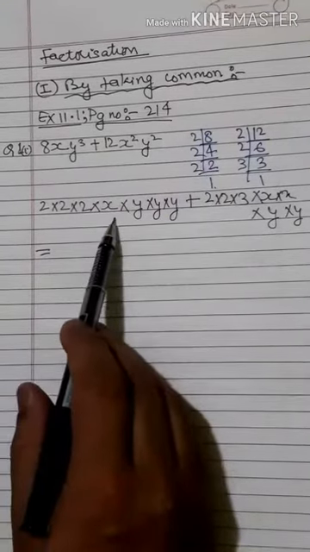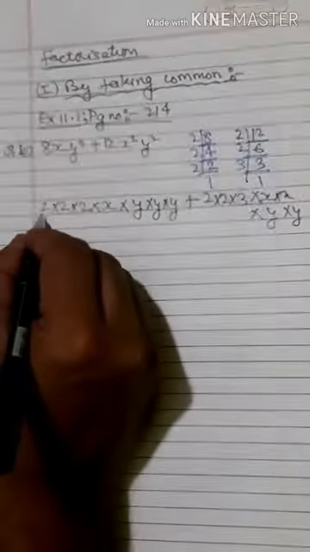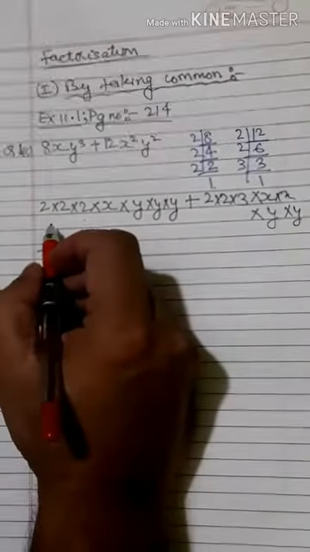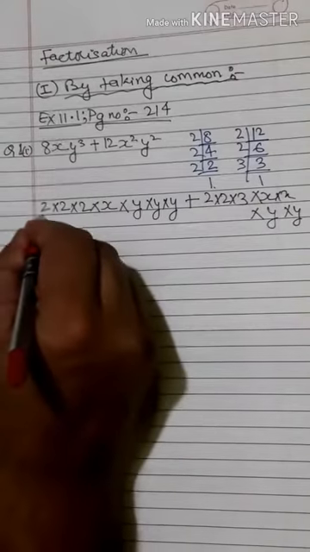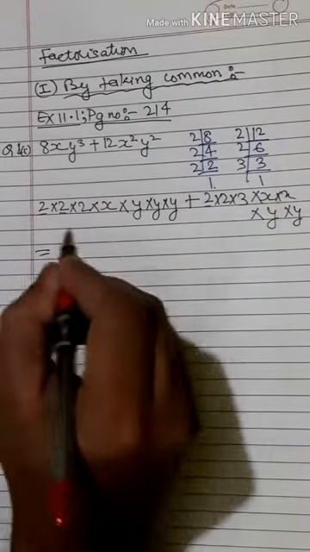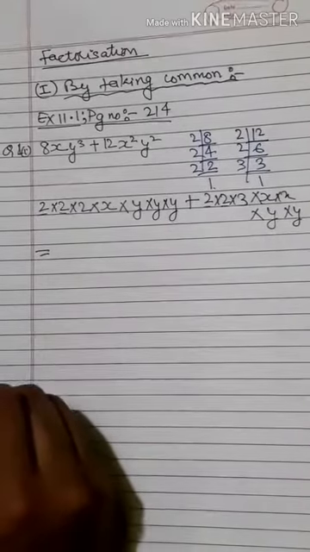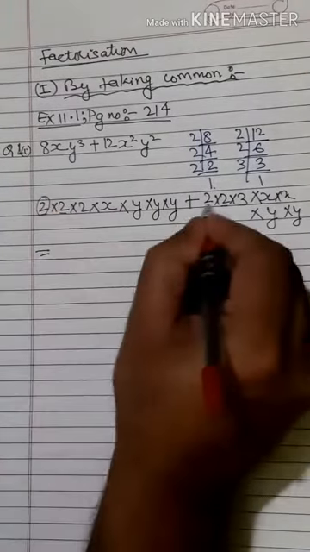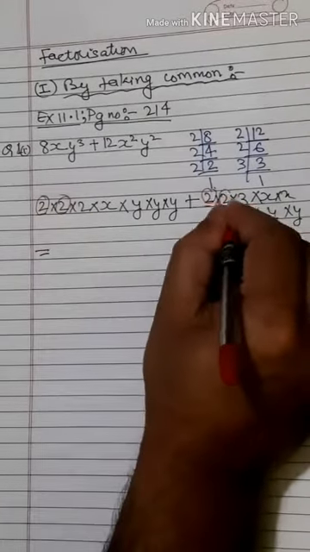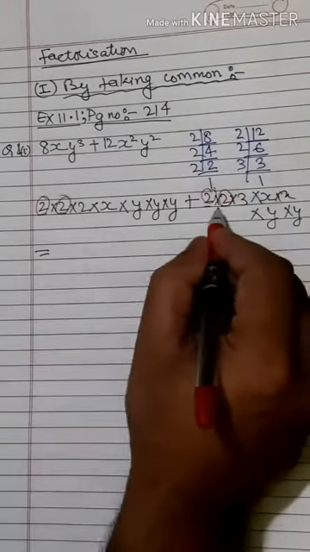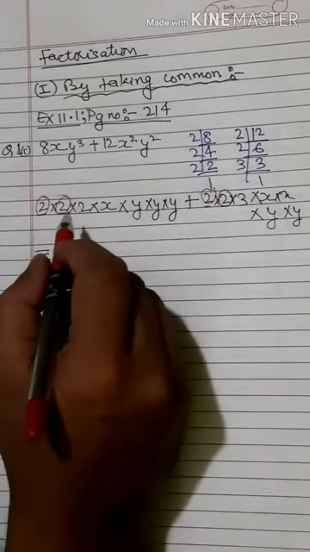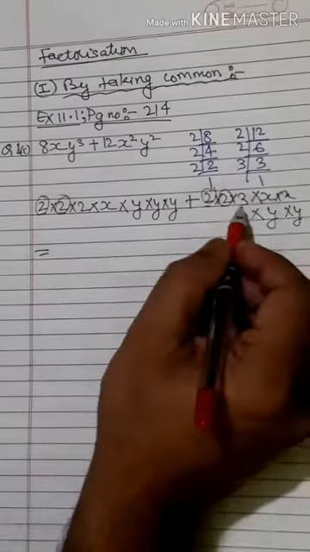We will see the common factors between both the terms. The common factor has to be present in both the terms. We have a 2 here, we have a 2 here. Again we have a 2 here, again a 2 here. Let me circle it. We have a 2 here, we have a 2. We have another 2 here. Do we have a 2 in the second term? No. We have a 3 here. Do we have a 3 in the first term? No. So we can't take this 2 as common, neither this 3.